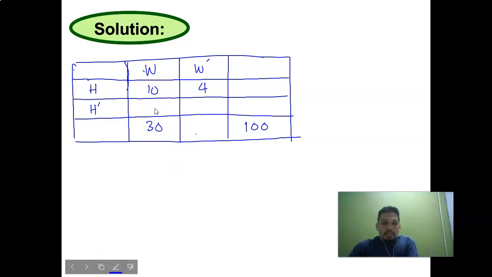10 plus something equal to 30, so 30 minus 10 equal to 20. So 100 minus 30, 70. 10 plus 4, 14.